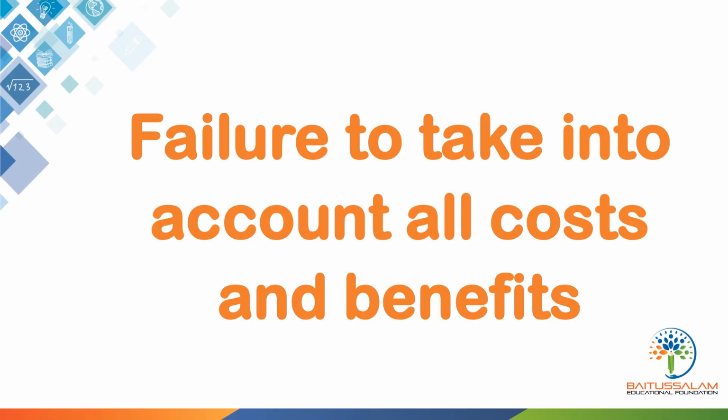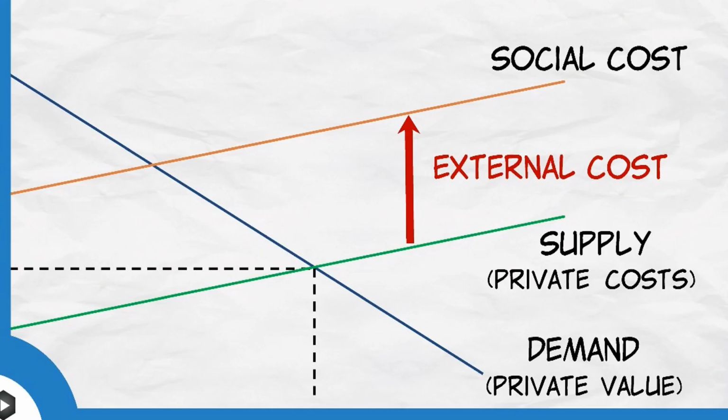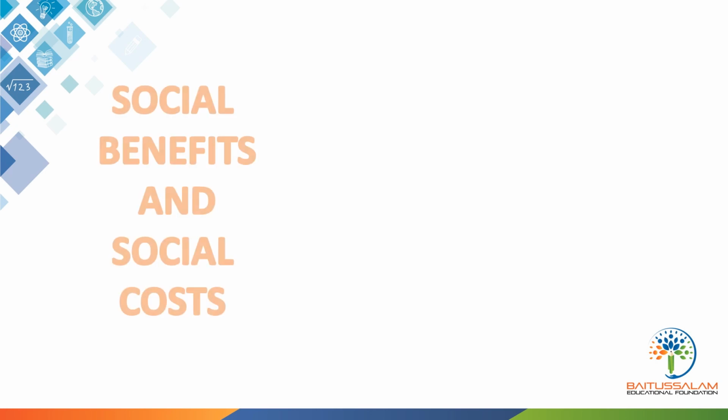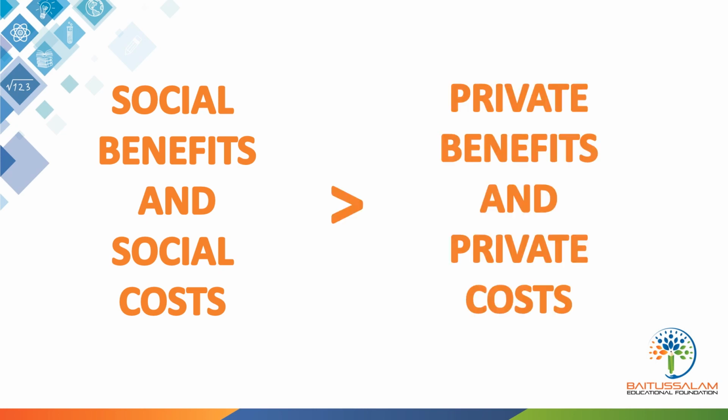Failure to take into account all costs and benefits. The consumption and production of some products may affect people who are not involved in their consumption or production directly. Those indirectly affected are often referred to as third parties. In such cases, the total benefits and total costs to society, called social benefits and social costs, are greater than the benefits and costs to the consumers and producers, known as private benefits and private costs.